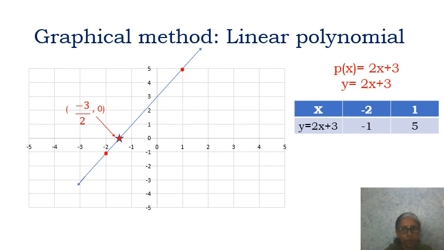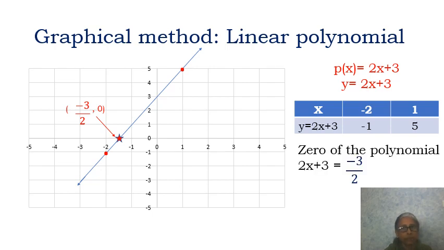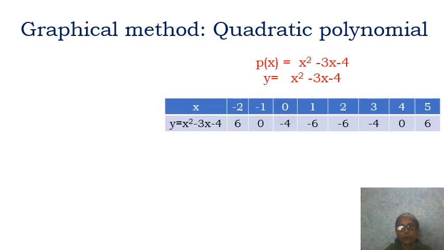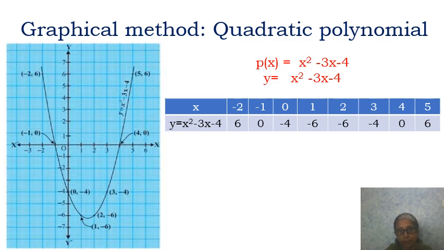Now we'll go to the next. Now we'll do a quadratic polynomial. Okay, we'll take the example p of x is equal to x square minus 3x plus 4, sorry, minus 4, and equate that to y. So y is equal to x square minus 3x minus 4. Then you have to draw the tabular form and plot the points on the graph.